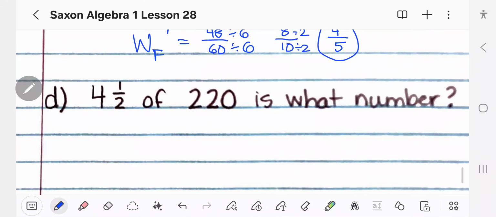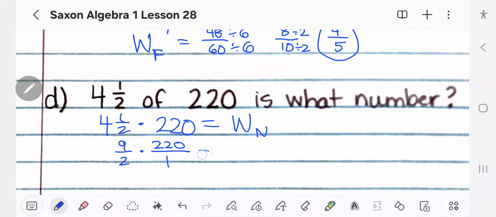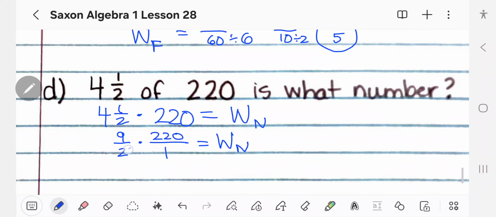D, 4 1/2 of 220. So 4 1/2 times 220 is what number? I'm going to change the 4 1/2. Let's see, 4 times 2 is 8 plus 1 is 9. So that's 9/2 times 220 equals what number? Then I'm going to cross cancel, and then I'm going to multiply straight across. 9 times 110 is 990 equals what number?